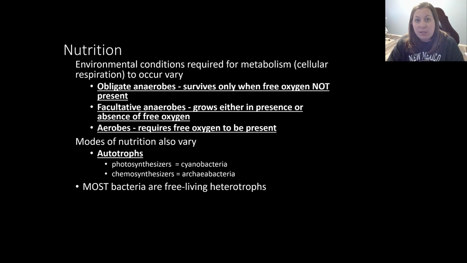All right, we only have a few slides left, and what we're looking at here is nutrition. What does this bacteria a lot of times need to do in order to get its food or nutrition? When we're talking about bacteria, they have to have some environmental conditions to help with their metabolism. They do the process of cellular respiration just like we do, but they may have to have some modifications. So one example is some of these are what we call obligate anaerobes.